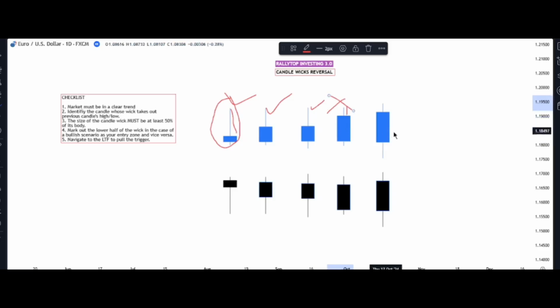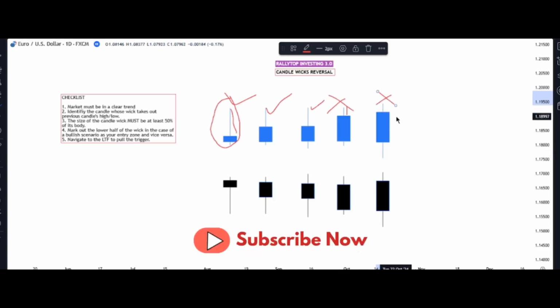Now, look at this other one. Is this the type of candle you want to use? No. Look at the upper wick. Far smaller when compared to the body of the candle. And look at the lower wick. The lower tail is greater than even the upper wick. So this as well is a no-no.